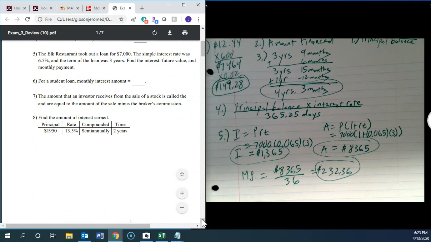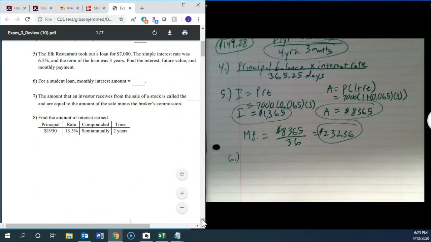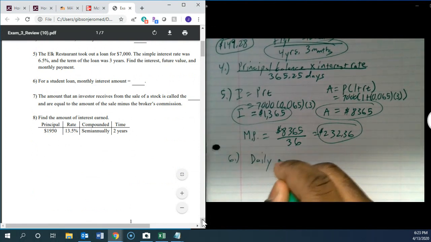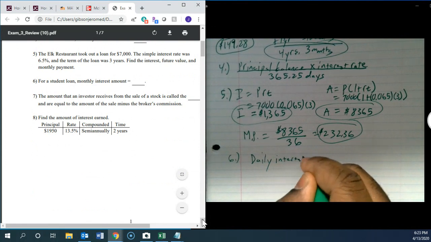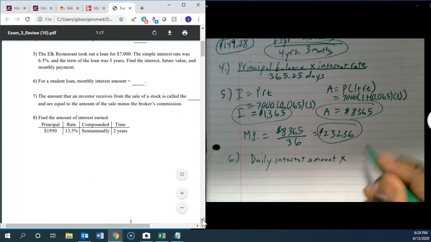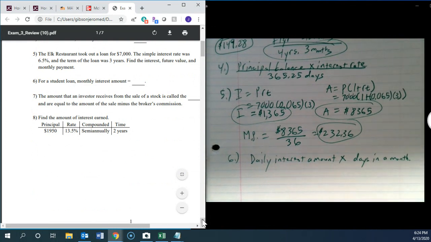Okay, problem number 6. It says for a student loan, monthly interest amount equals the daily interest amount times the days in a month. And we will get to a problem similar to this, where we will use this monthly interest amount.